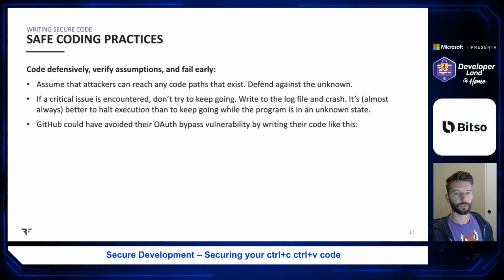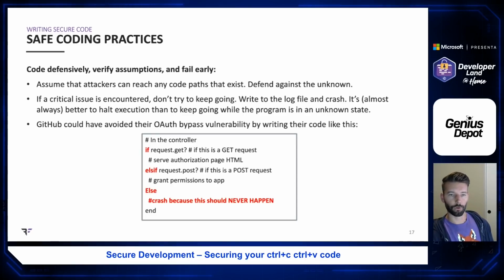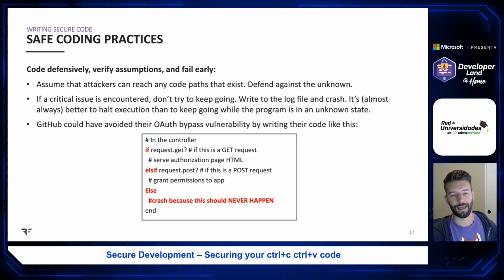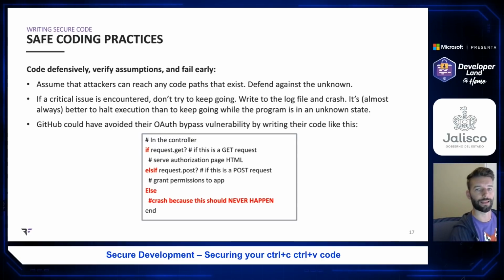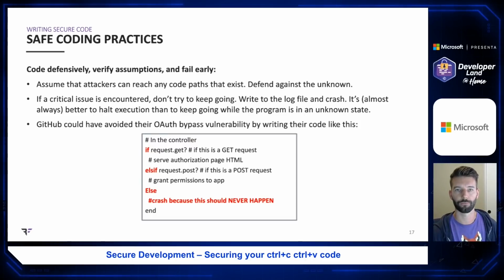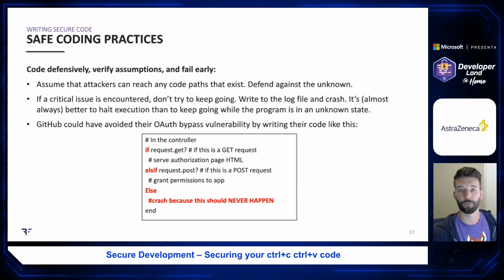Code defensively, verify your assumptions, and fail early. Looking back at that code that we looked at before, if the developer had coded defensively, then they might have written a different statement. So instead of writing an if-else statement, they could have written if, else-if, and then else. Basically saying, if this is a GET request, do one thing. If it is a POST request, do another thing. Otherwise, crash the application, because this should never happen, right? Because you should only ever get a GET or a POST request.